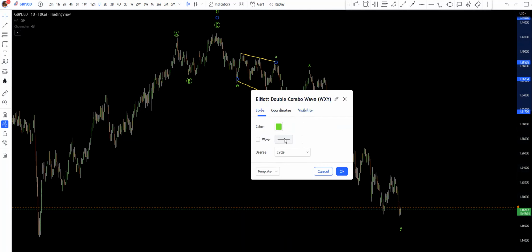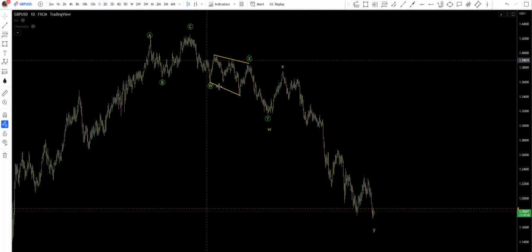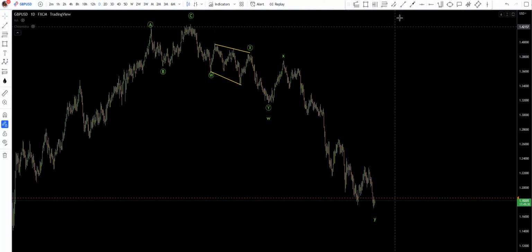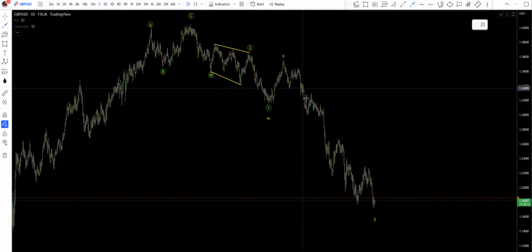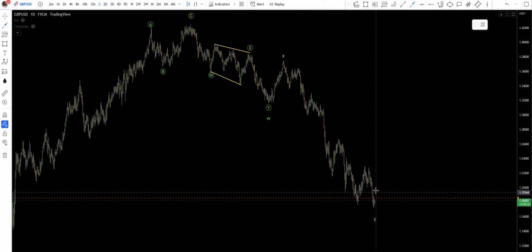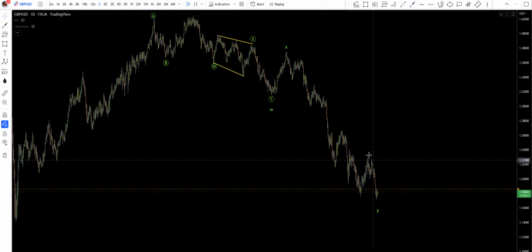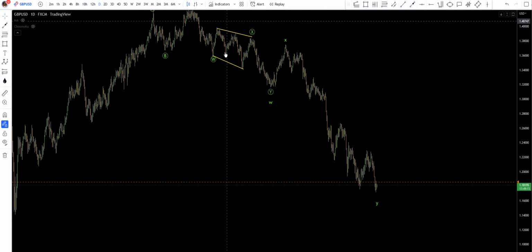In this one, we will call this primary. Perfect. ABCWXY, and this is of a lower degree than this. This is considered more superior, and therefore, once you have this WXY, now you're looking for a. So before you actually sell this, which is this move down, this is a good corrective structure, right? This one down. It's on the same rank as this.